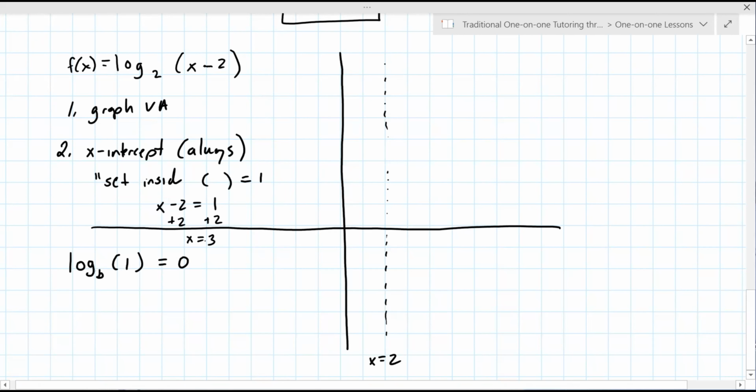In this case, it would be 3. That makes sense. So when x is 3, it crosses right there. Boom.